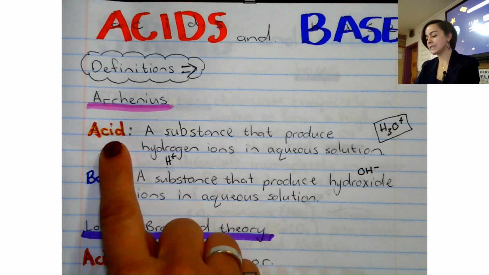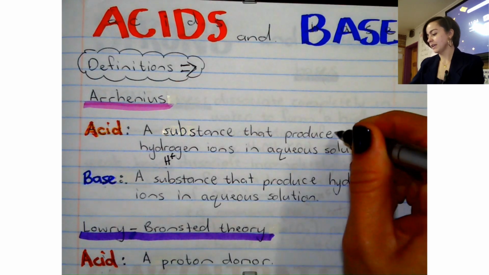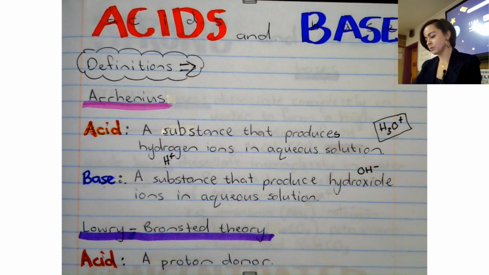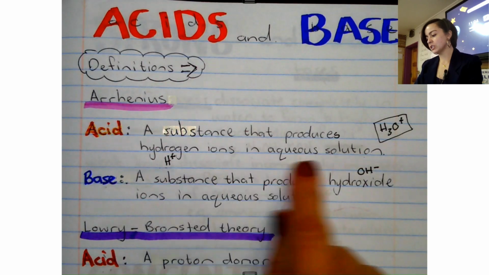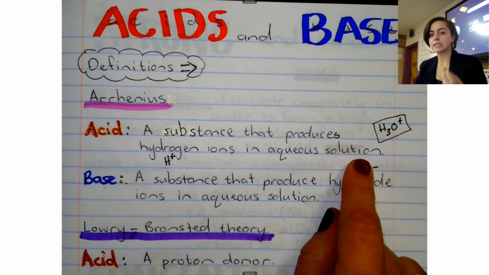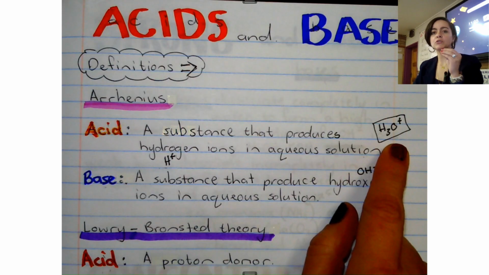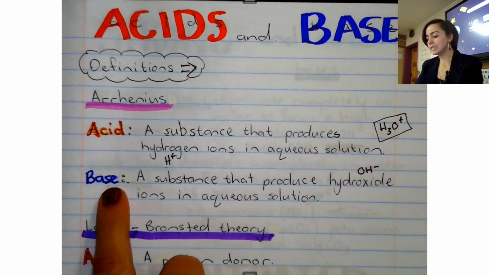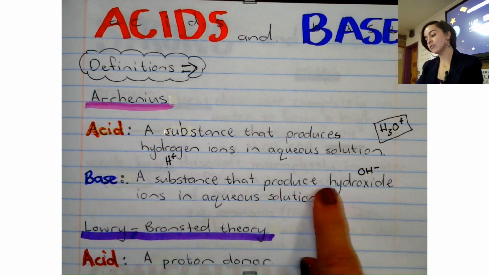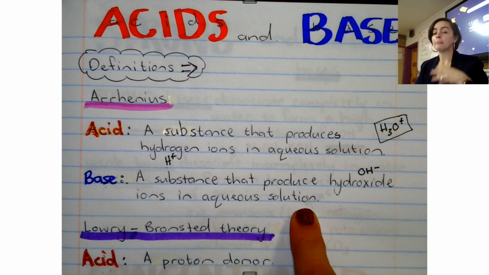So an acid is a substance that produces hydrogen ions, which are these ones, in aqueous solution. Basically what they're saying is that it increases the concentration of the hydronium ions when it's added to the aqueous solution. A base is a substance that produces hydroxide ions in aqueous solution. In this case, it increases the hydroxide ion concentration in an aqueous solution.